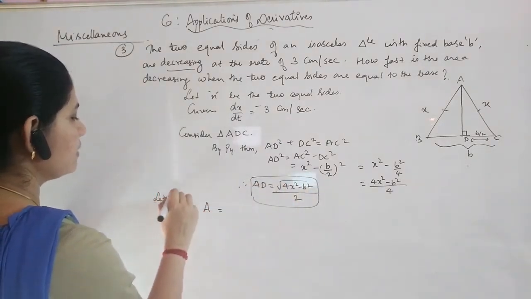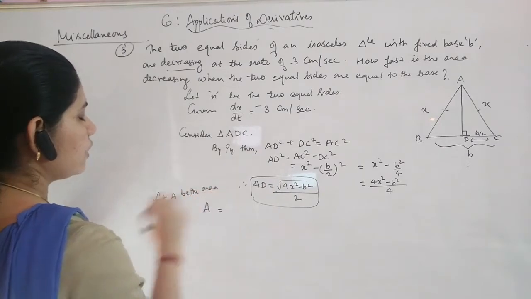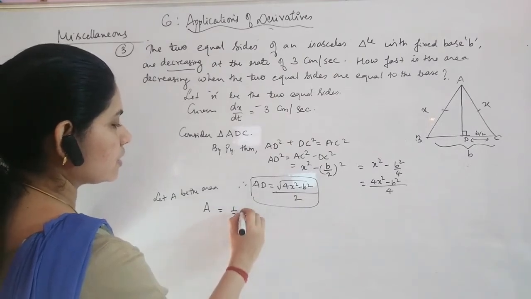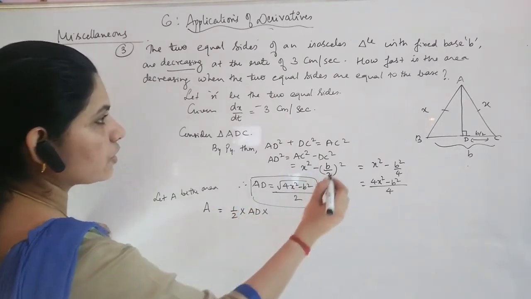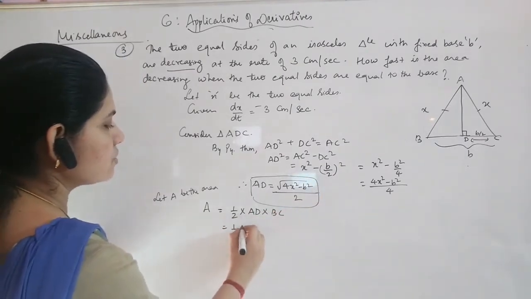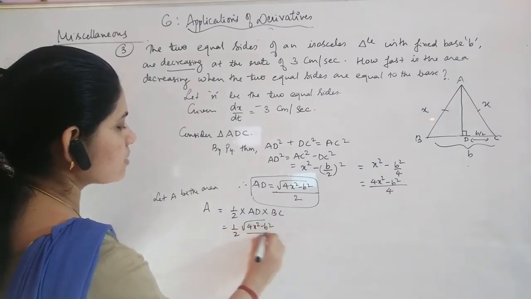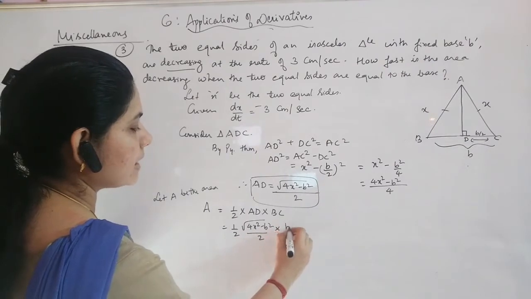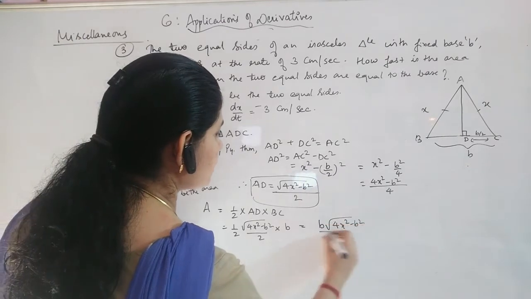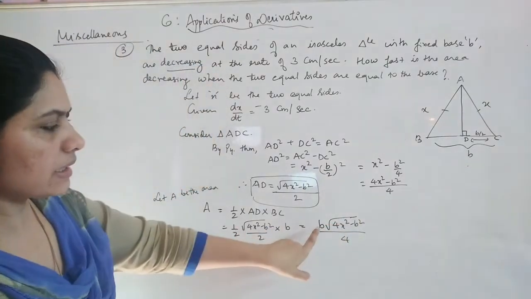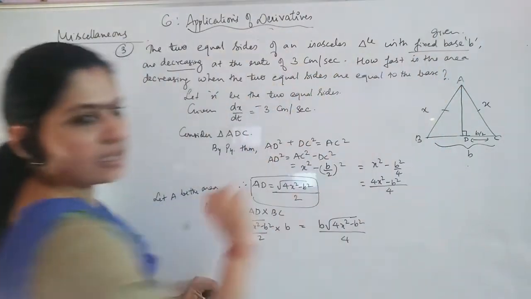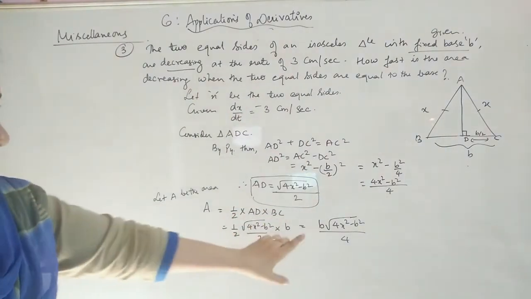Now let A be the area of the triangle. Then A is equal to half b h, half into base into altitude. So half into AD, which is the altitude, and base is BC. So you get half into root of 4x square minus b square by 2 into b. So it is b into root of 4x square minus b square by 4. And you have to keep in mind that b is acting as a constant because it is the fixed base, it is the given concept. You have to treat it as a constant.